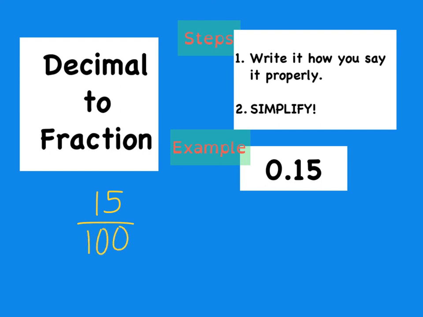Now, think about what factors 15 and 100 share. We can simplify this fraction. So we know that they're both divisible by 5. And we should get 3/20. Look, we just converted a decimal into a fraction without a calculator.